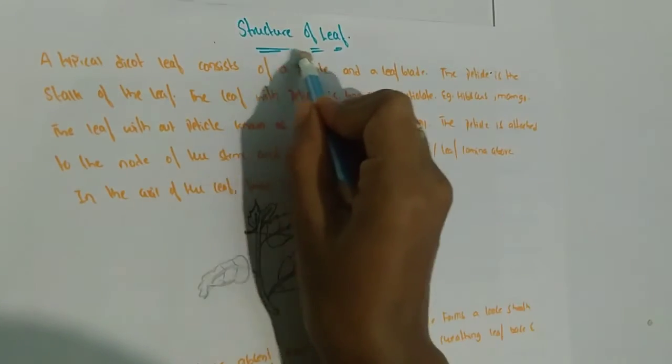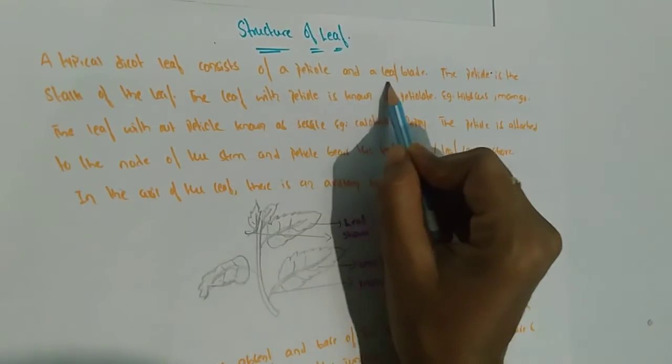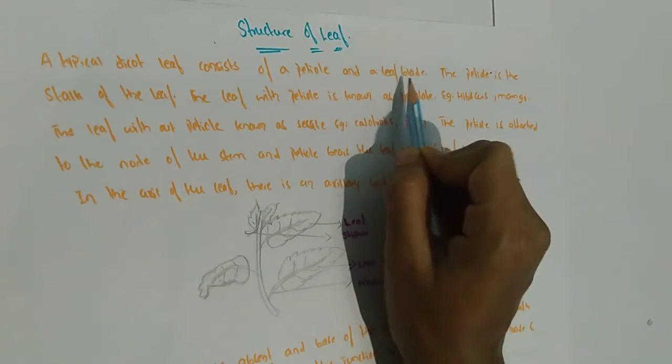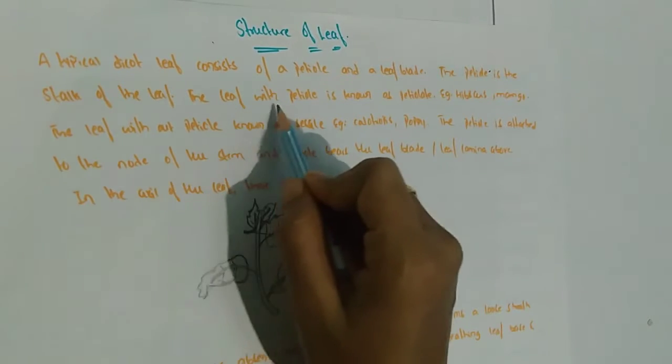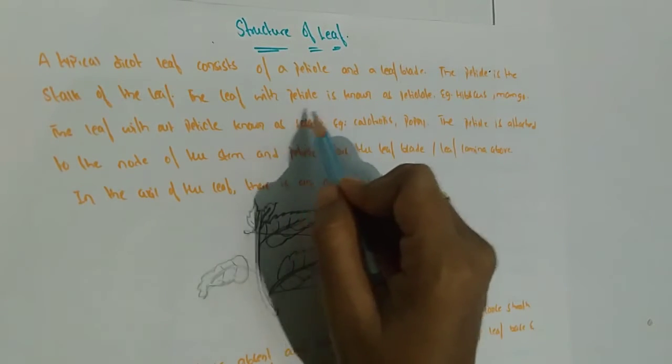Next, structure of a leaf. A typical dicot leaf consists of a petiole and a leaf blade. The leaf blade is the broad portion of a leaf. The petiole is the stalk of the leaf. A leaf with a petiole is known as petiolate.